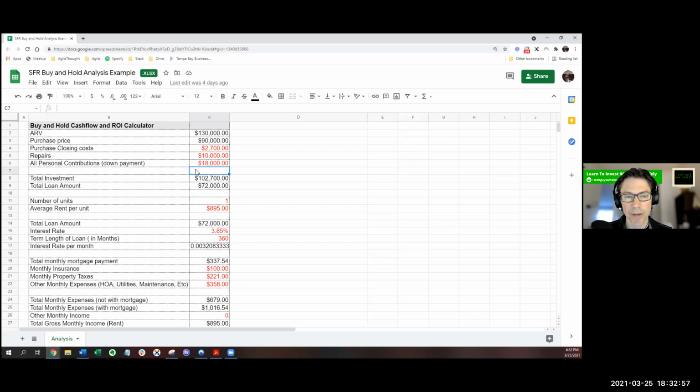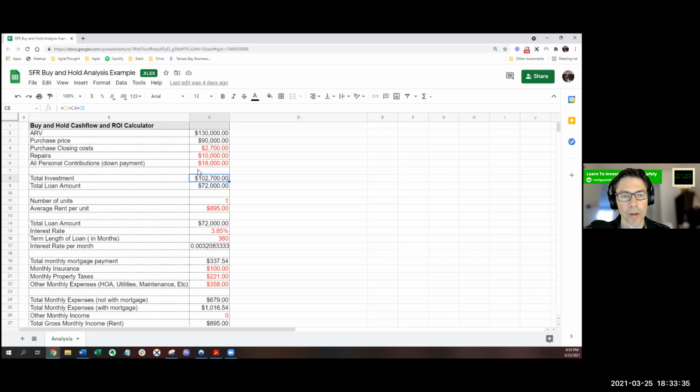So I'm making some assumptions here about what loan product to go with. And my assumption was I could get a 30-year fixed 80-20 loan for somewhere around 3.85%. Okay. So that means the loan amount is going to be 80% of the 90,000. So that's 72 grand. And then my down payment right here, 20% of that, is 18 grand. So that's how I came up with the 18. So my total investment in this property would be 102 grand.